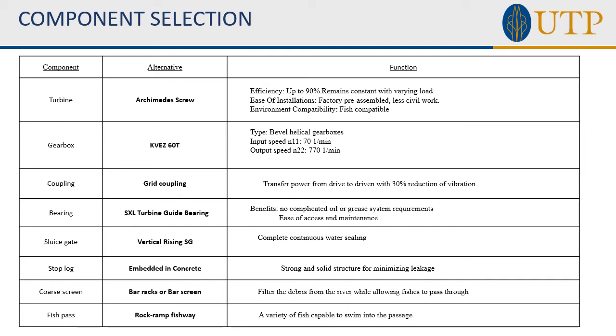Next is the sluice gate. The vertical rising sluice gate is able to completely seal the water if needed. Then the stop lock embedded in concrete is a strong and solid structure to minimize leakage. This is also to prevent water from leaking if the flow rate is over the requirement.